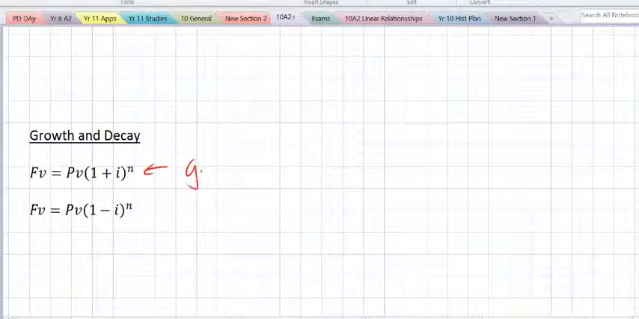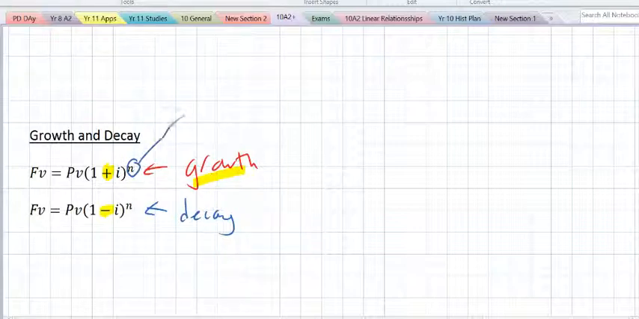This is for growth. And the reason you know it's for growth is because of the plus. Alright, this one, decay. Now the N is again the number of periods. So if it's done yearly or monthly, you should be able to work it out. But number of periods.